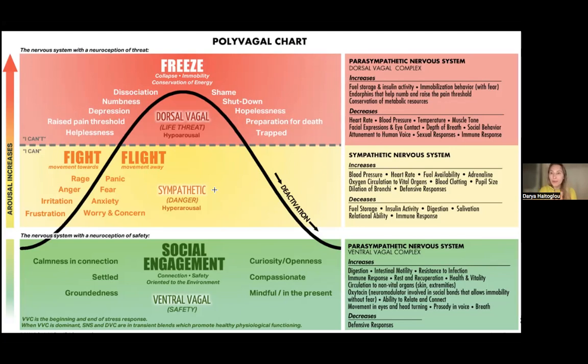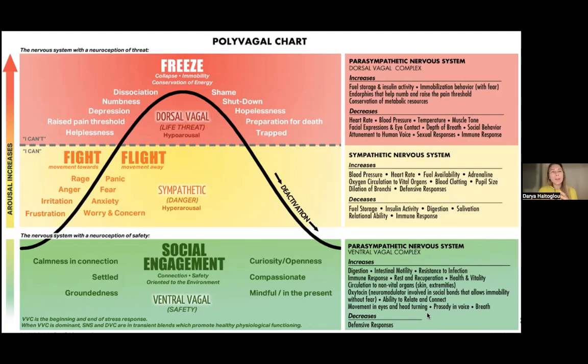So in the green zone, the social engagement zone, we see this level of engagement with the skin's ability to process and eliminate toxins, but also oxytocin being redistributed. It's a very important neuromodulator involved in social bonds that allows immobility without fear, an ability to relate and connect. That's very important.